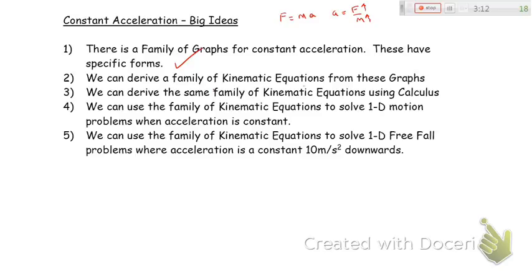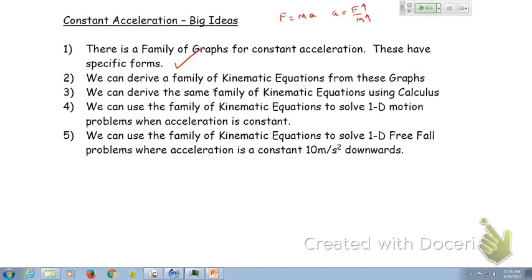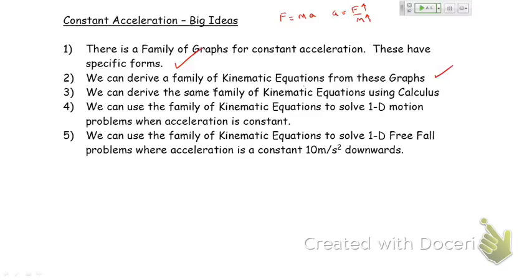So it's a very relevant thing to say. Let's look at constant acceleration, which is mathematically more accessible to us. Can we derive a family of kinematic equations? You bet we can. Can we derive a family of kinematic equations using calculus? You bet we can. Then can we use these kinematic equations to solve one-dimensional problems involving motion? And can we use these equations to solve that subset of problems where the acceleration is specifically 10 meters per second squared downwards because the thing's in a thing called free fall? So these are basically two types of similar problems, and we'll show that.